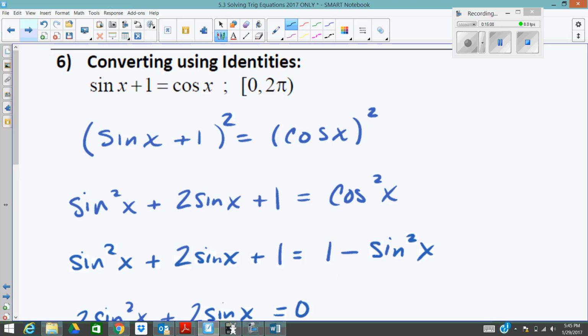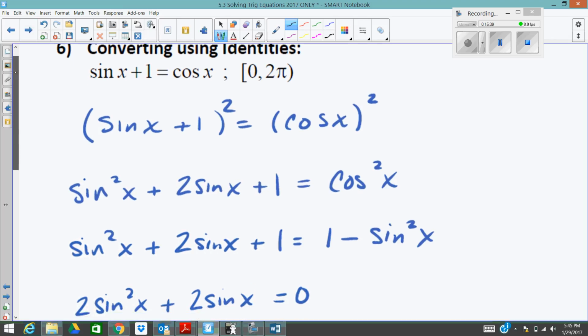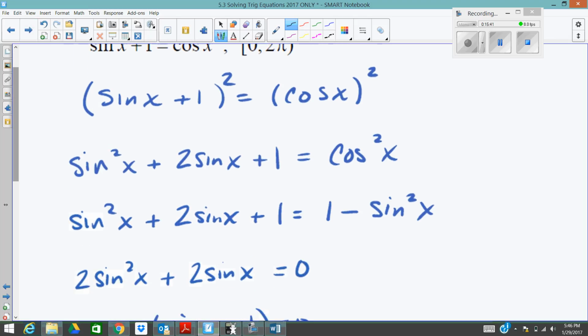All right, converting using identities. So here we have sine of x plus 1 equals cosine of x. There would be no possible way to solve it by factoring. So what we could do is use a little bit of math magic. We could square both sides, and I know I have to do that because sine by itself doesn't help me out, and cosine by itself doesn't help me out. If we square to get a sine squared or a cosine squared, we can actually get some stuff done. So we start by squaring both sides.